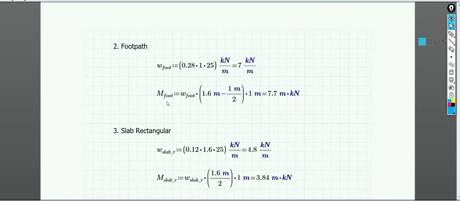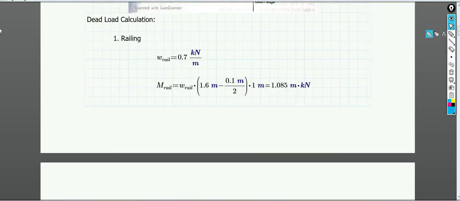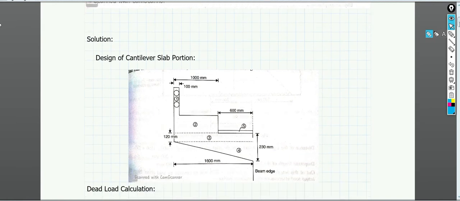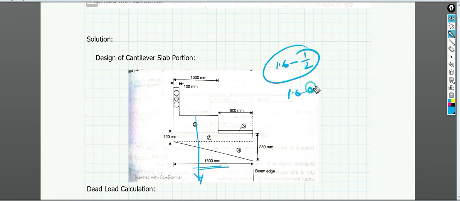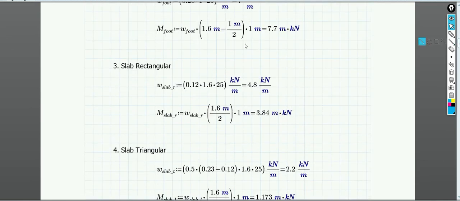Now if you want to find out the moment, then the moment will act at the half of this footpath width, because this weight will come about here, so it is 1.6 minus 1 by 2, that is 0.5, 1.6 minus 0.5 meter. This will be the lever arm. So that is what has been done over here. The moment due to the footpath, this is the lever arm, you can see, and it is coming out to 7.7 kilonewton meter.